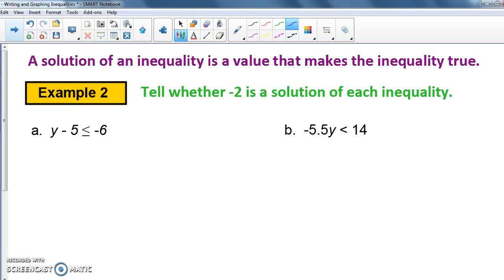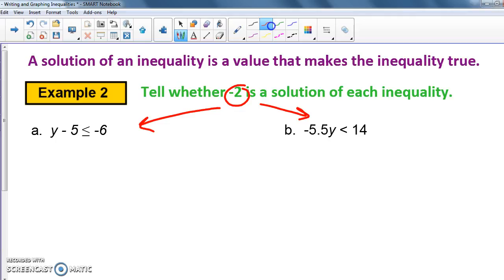So go ahead and copy down example number 2. It says, tell whether negative 2 is a solution of each inequality. Okay, so we have to figure out when we take this negative 2 and put it in for the letter, we're going to do it here, we're also going to do it here, does the inequality become true? So let's copy down A.